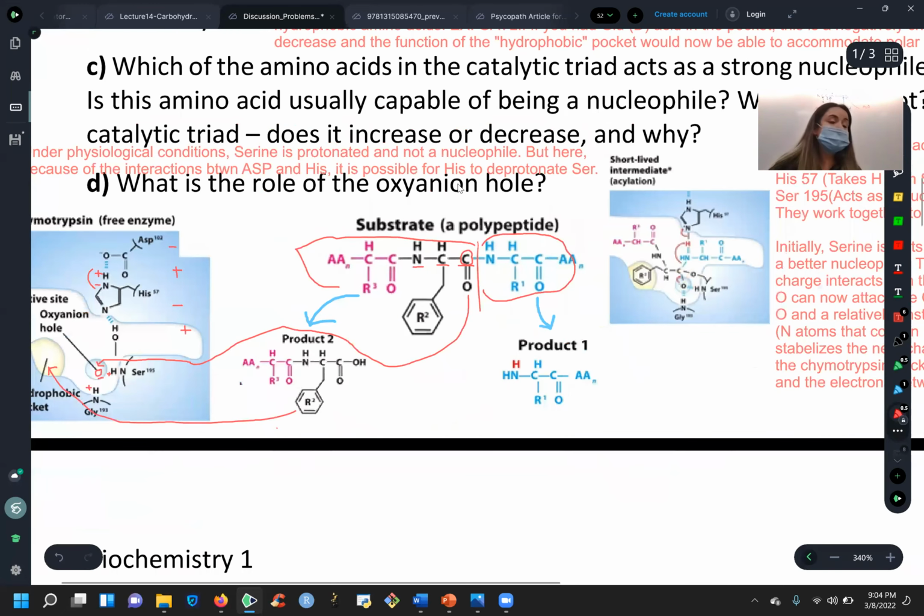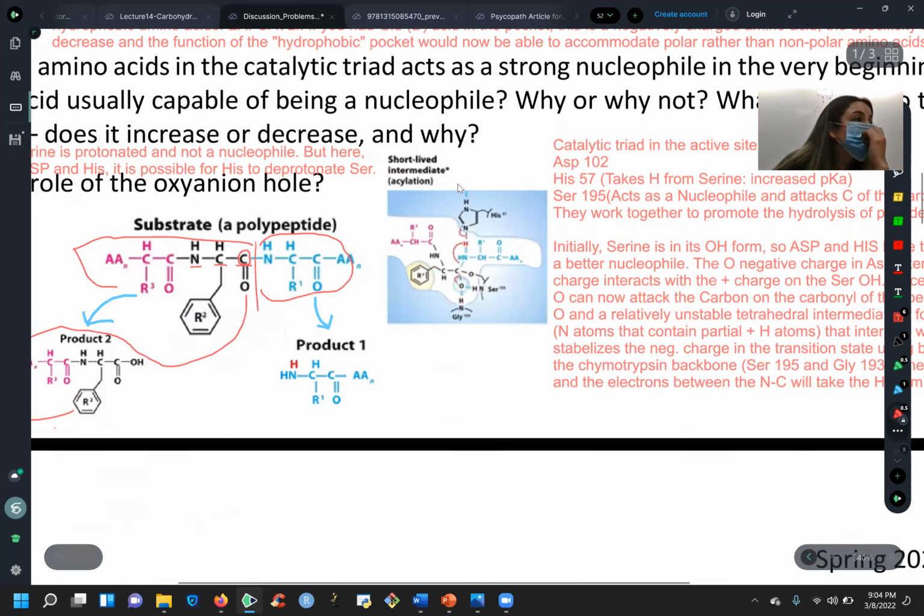Does it always break in that order? Yes. It all depends on this guy, wherever that guy's at. So you can have 10 amino acids, but wherever that guy's at, that's where it's going to break on that next peptide bond.